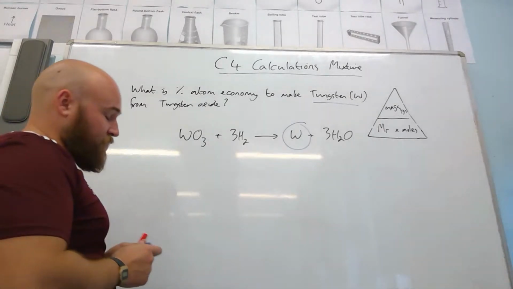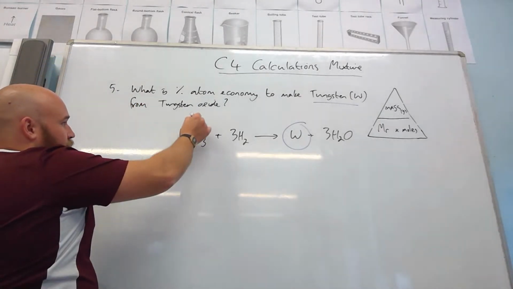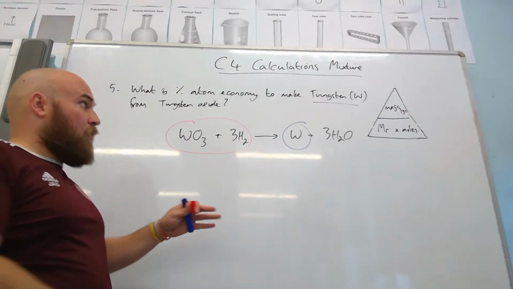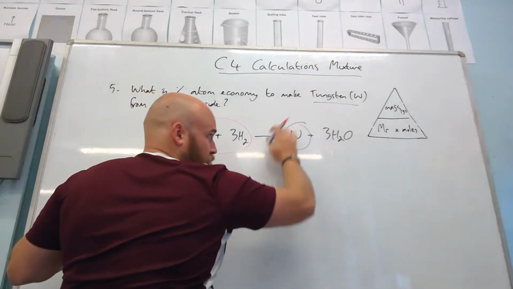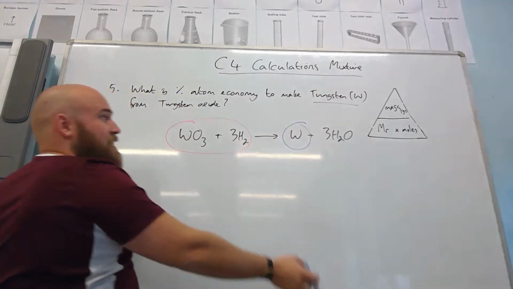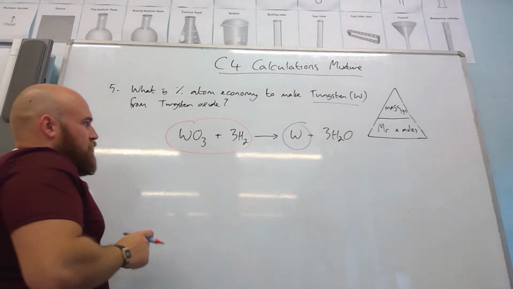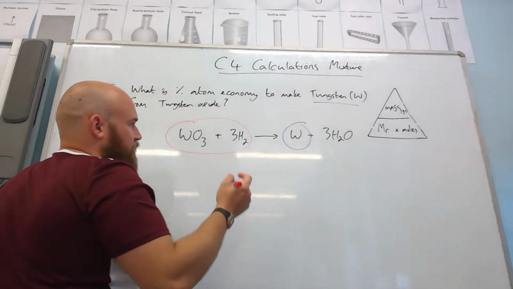So it's what's in the purple circle divided by everything in the red circle, all right? Everything on the left-hand side. So it's what you want, circle your product, however much of it is, divided by everything that you start with. And I'm just going to make a list of everything underneath, okay? So we're going to use the MRs of these things.